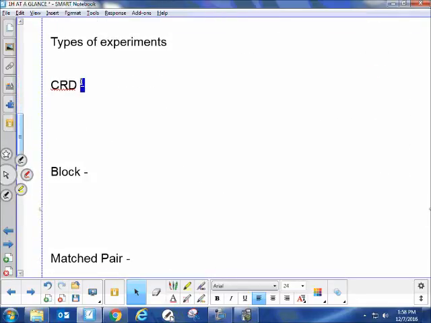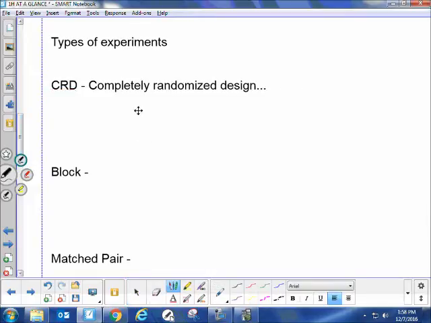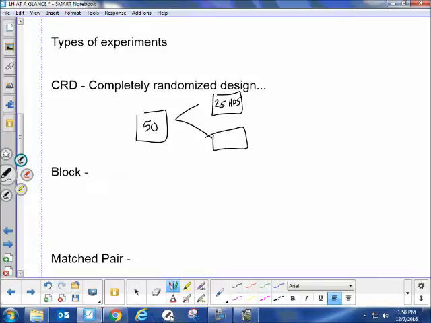Now we could do this experiment multiple ways. We could do a completely randomized design. This is CRD. In a completely randomized design, you will take your subjects. Let's say you got 50 subjects. You will randomly select them and put half of them to receive the drug, and half of them will get something else or nothing. We typically like to give them a placebo. This is a control group, and then we will look at the results. We'll compare the outcomes, okay?